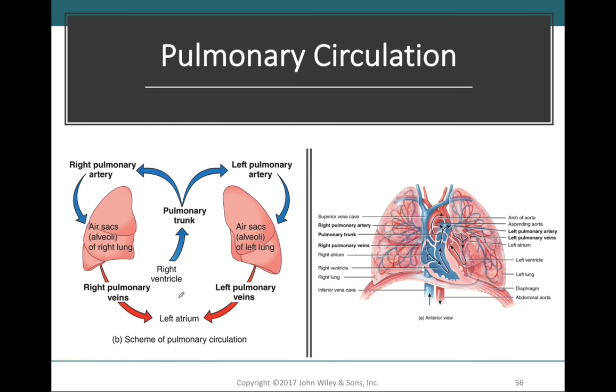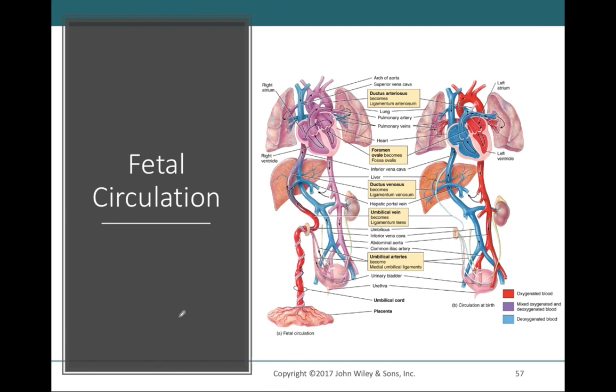These vessels will flow into the left atrium, which will eventually flow into the left ventricle, and then that left ventricle is going to pump to feed the entire systemic circulation with oxygenated blood. The last special circulation that we're going to spend time on is the fetal circulation.